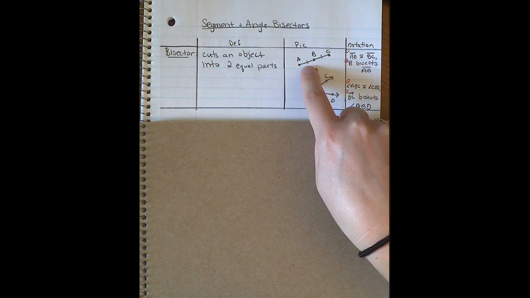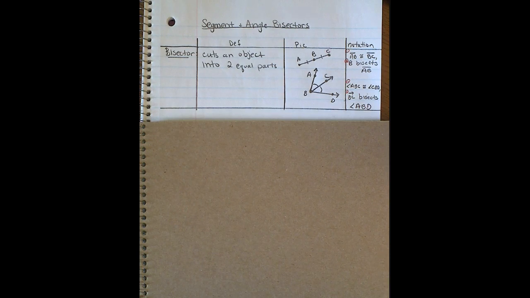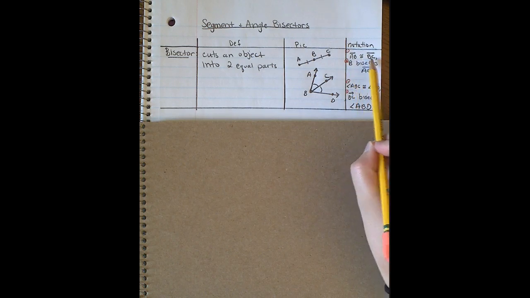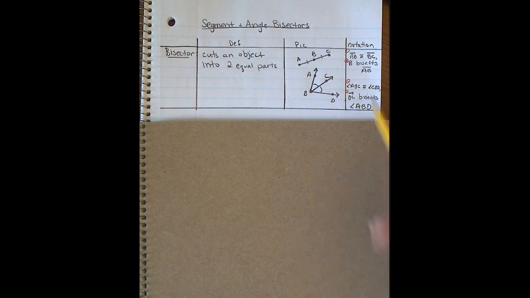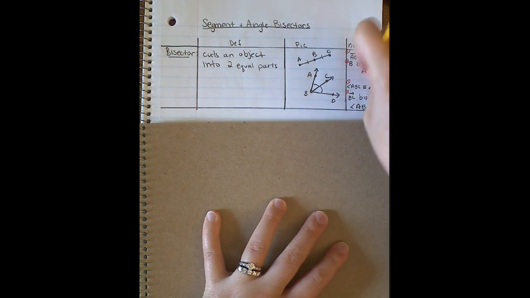You want to indicate that with the tick marks, the two smaller sections are equal. Couple of ways to notate it. If you don't remember, you could say AB is congruent to BC, or you may simply just see the word bisect. So B bisects segment, whoops, this should be AC.